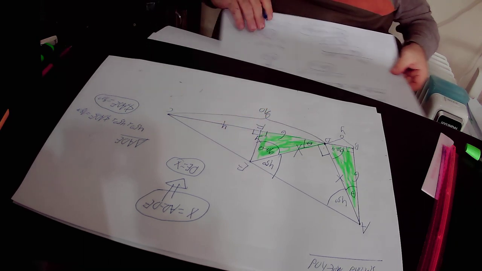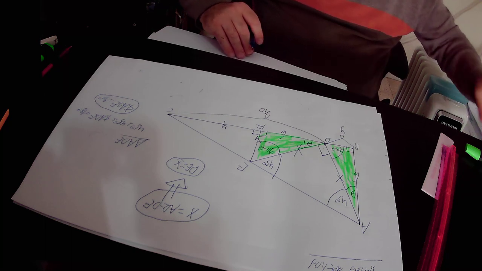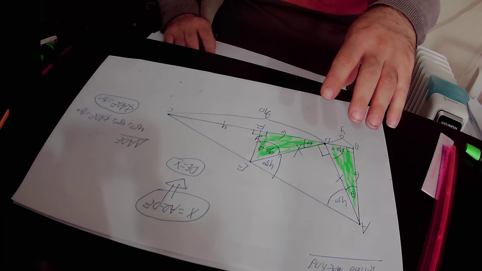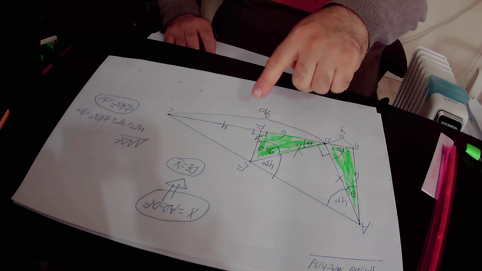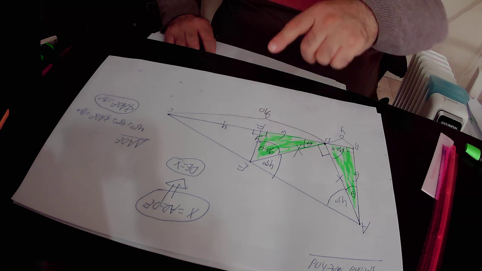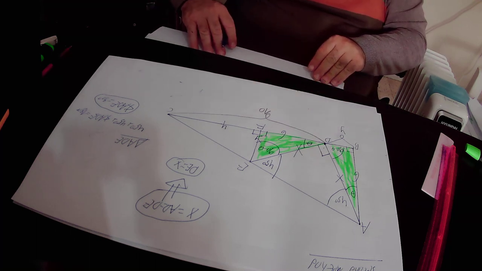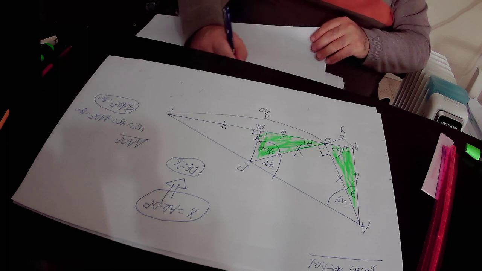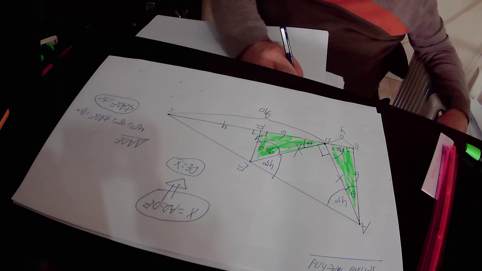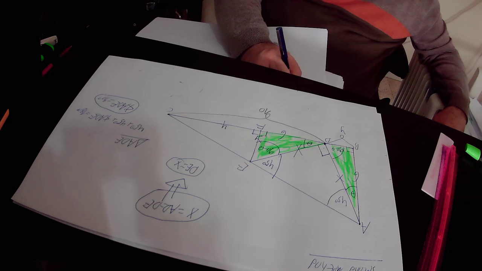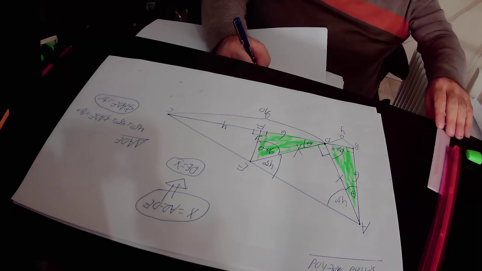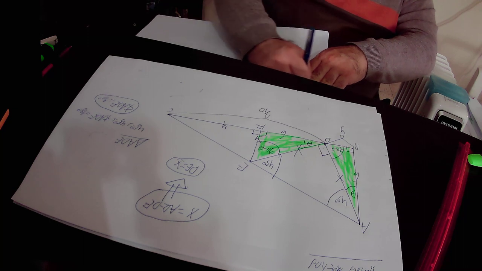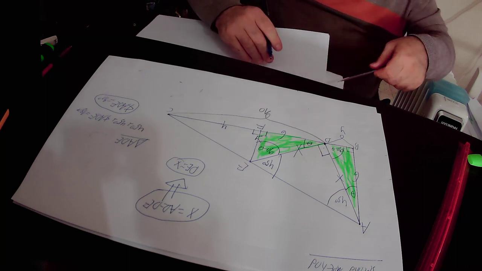In the next step, we will prove that the right big triangle, triangle ABC, is similar to the right small triangle, triangle EFC. Okay, so we focus on the right triangle, triangle ABC, and the right small triangle, triangle EFC. So why are those two triangles similar to each other?